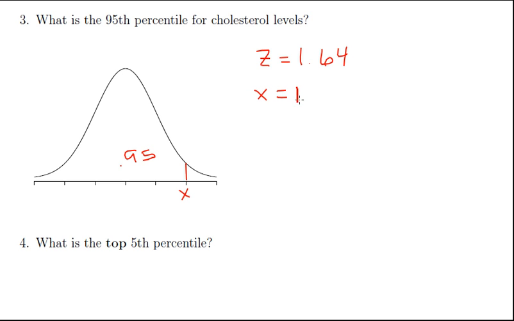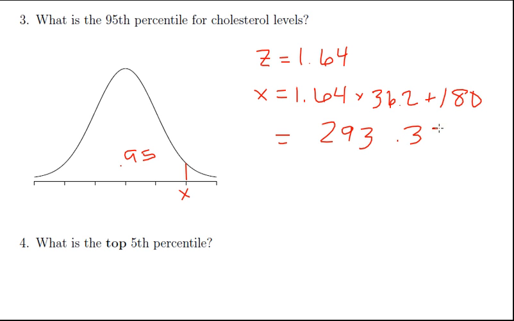X is equal to 1.64 times sigma, so times 36.2, plus the mean, which is 180. And that's going to be equal to 293.37. That means 95% of individuals have a cholesterol level below that, 5% have a cholesterol level above that.